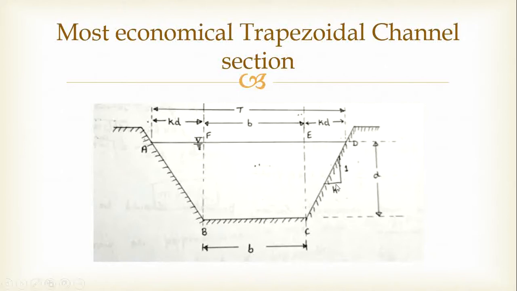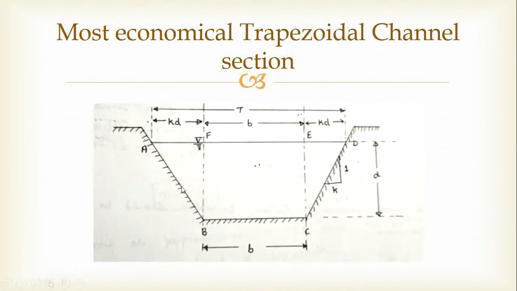1 is to K is the side slope, K horizontal to 1 vertical. Please make a note of this: K horizontal to 1 vertical. I will consider this triangle. If this slope is 1 is to K and the depth is D, for every 1 vertical there is K horizontal. That means vertical is D, so this will be K into D. So my top width value will be KD plus B plus KD, that is B plus 2KD.